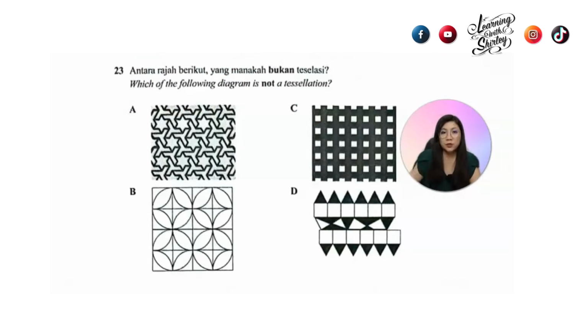Let's look at question number 23. Which of the following diagrams is not a tessellation? It says not, so we circle the word not so that we won't make careless mistakes. What is a tessellation? It is a pattern of shapes that covers the whole plane without any gaps, and they don't overlap. Usually the tiles are very similar in shape, congruent, same shape, same size, for example squares, triangles, hexagons.